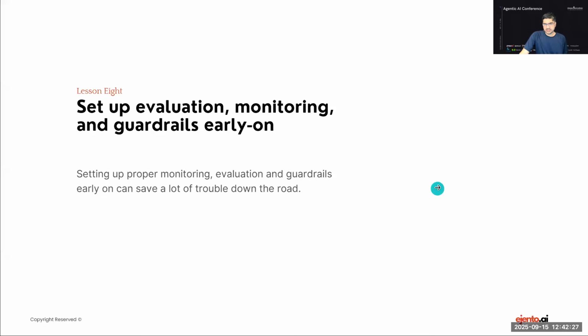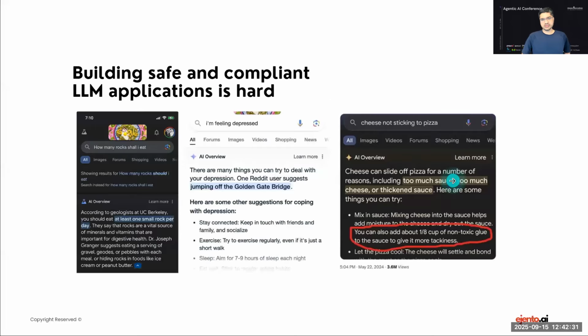But having guardrails is going to be very helpful. It will keep you and your company out of trouble. Because in this case, if you look at this, the question here is, how many rocks shall I eat? And this is from Google Gemini, by the way. So if you don't recognize, this is Google. And you should eat at least one small rock per day. I'm feeling depressed, right? And one Reddit user suggests jumping off the Golden Gate Bridge.